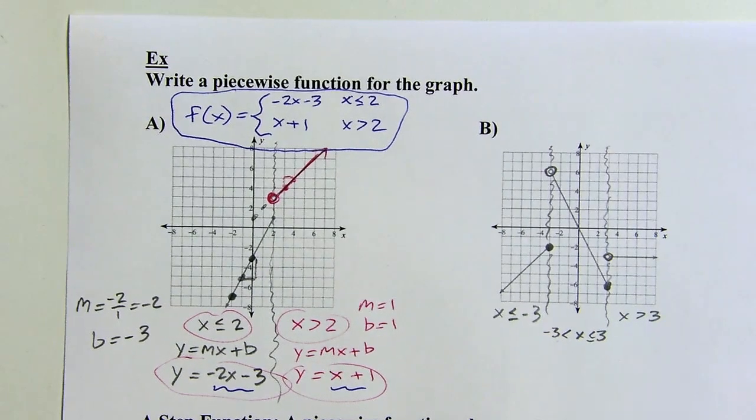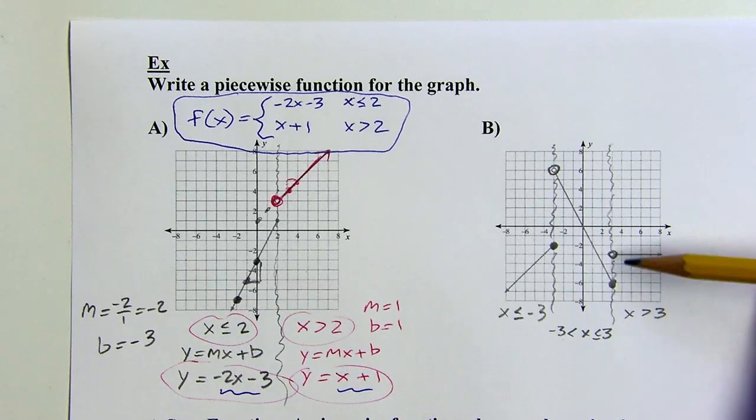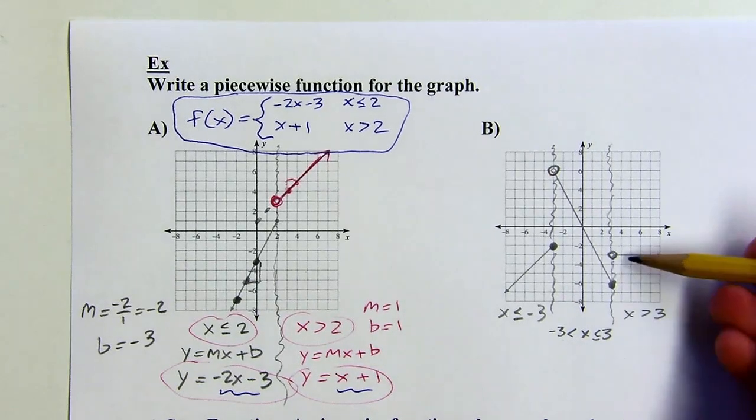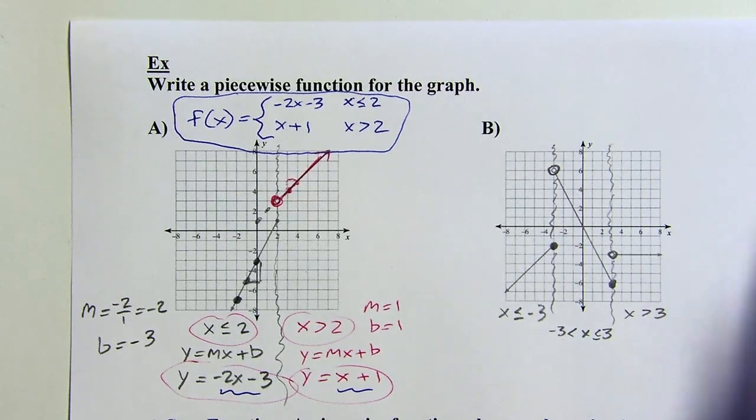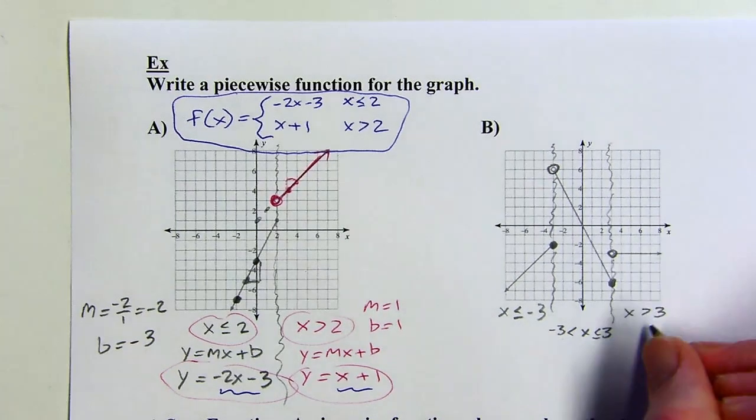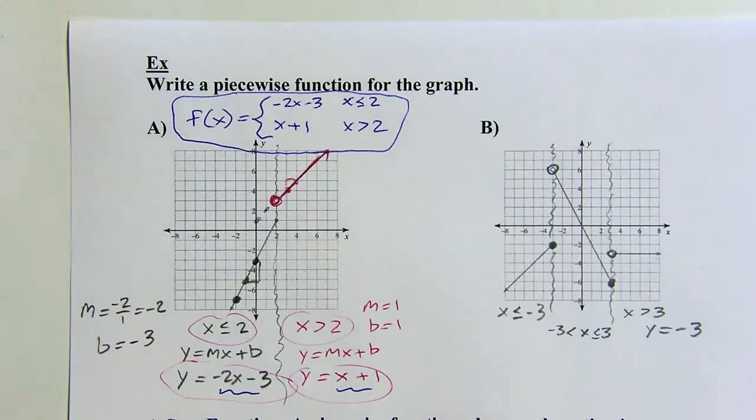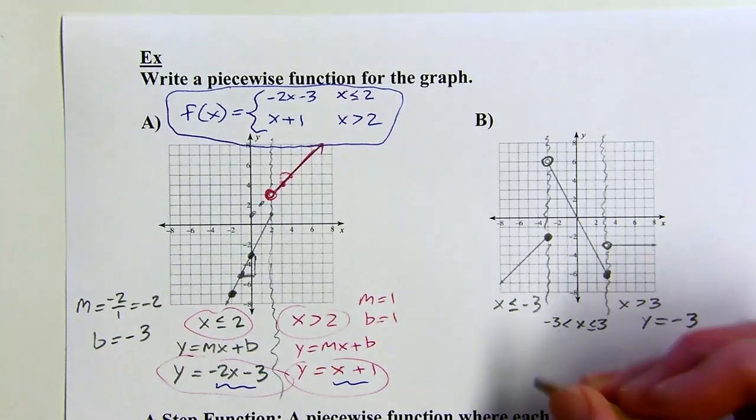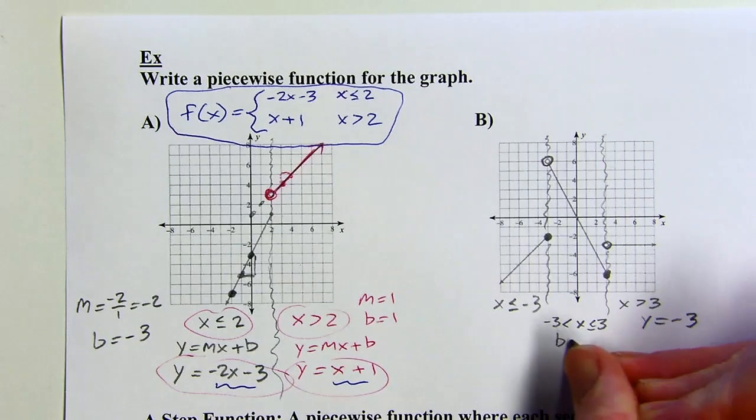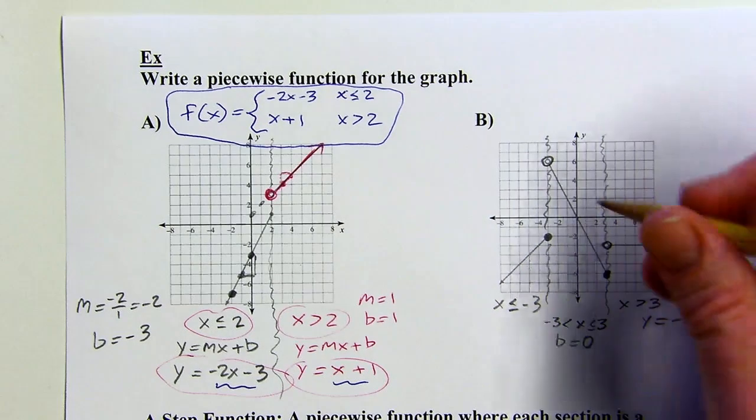Okay, and then let's write equations. The easiest equation to write is this one that's a horizontal line, because horizontal lines are just going to be y equals something. All of these points have the same y coordinate. They all have a y coordinate of negative 3. So this part's going to be y equals negative 3. Okay. In the middle, let's go for the middle next. So I can see my y-intercept is 0 because it goes through the point 0, 0, right?